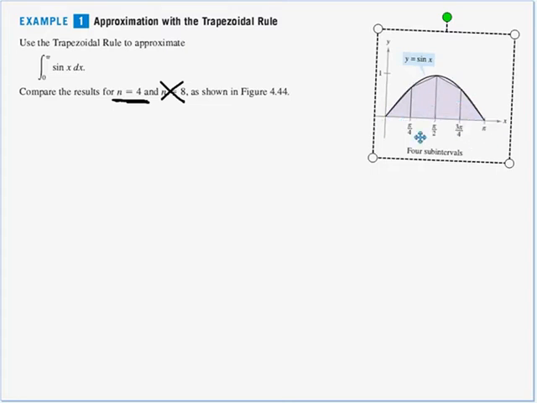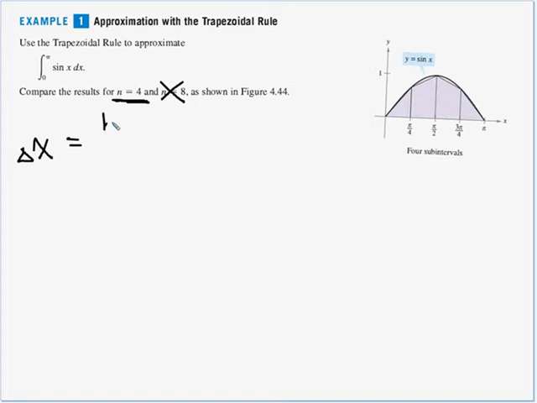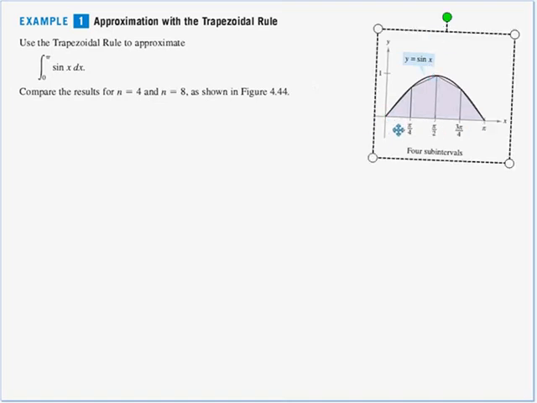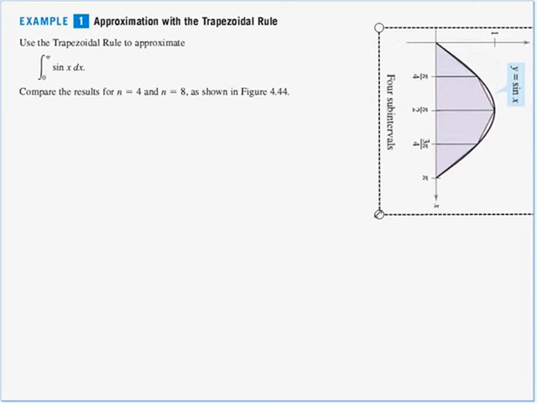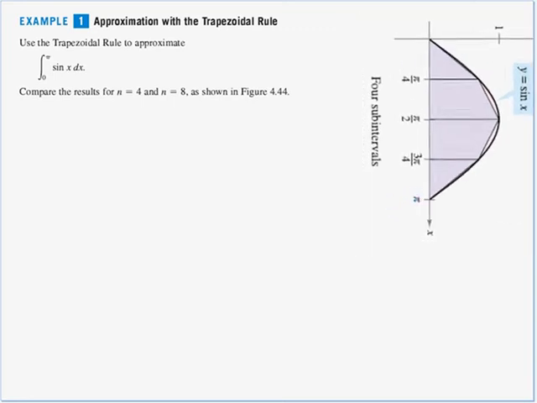We want to find that area from 0 to pi by chopping it up into 4 subintervals. So our delta x is b minus a over n, and our b is pi, a is 0, n is 4. So we get pi minus 0 over 4, which is a quarter pi, the width of each subinterval. Here is 0 to pi, chopped up at 1/4, 1/2, 3/4, and then 1 pi. Again, you can really see the trapezoids. We'll give this a rotation, 90 degrees clockwise.